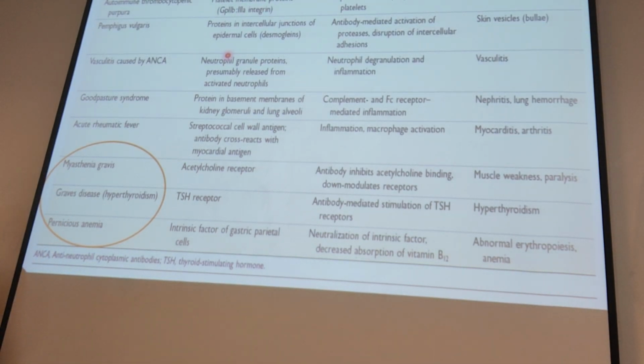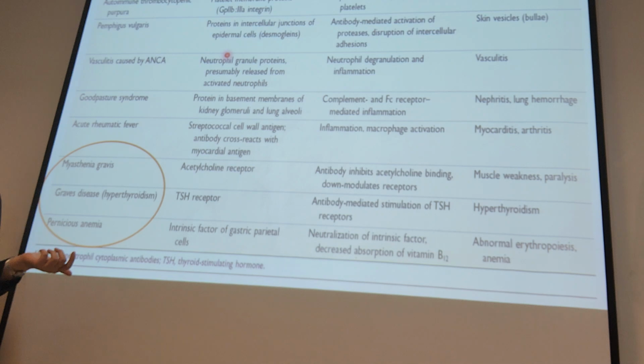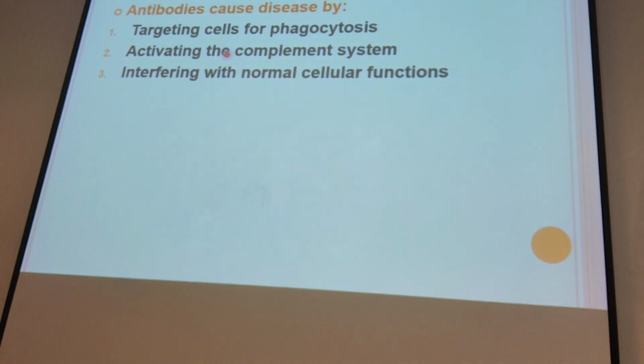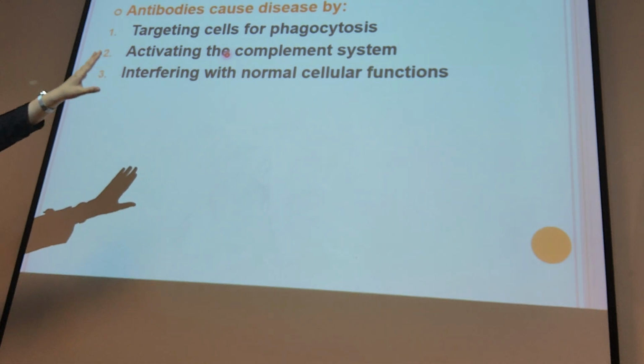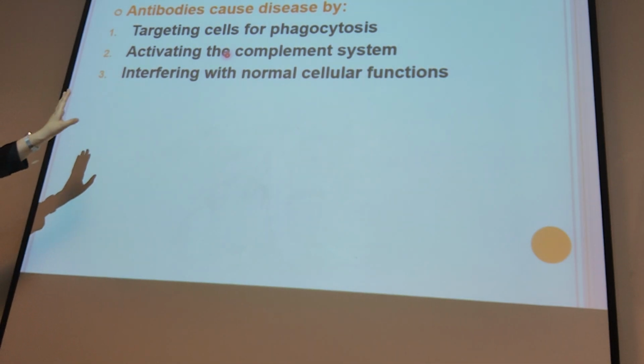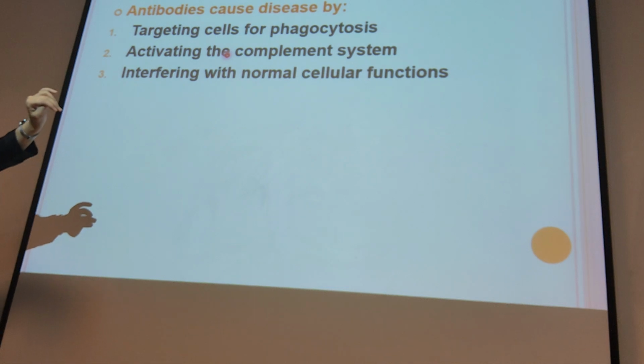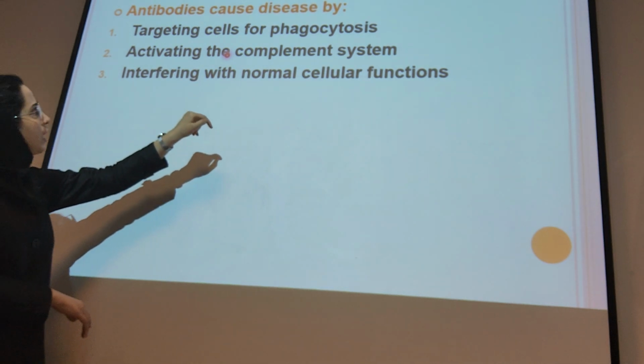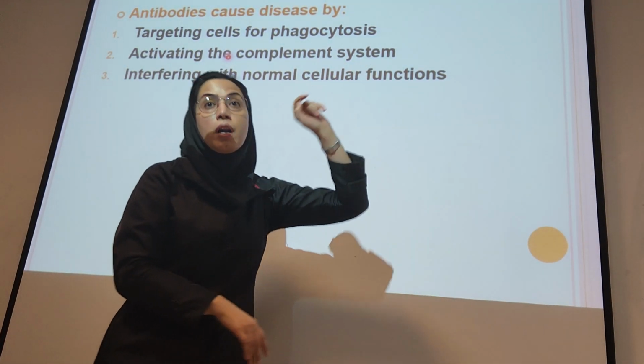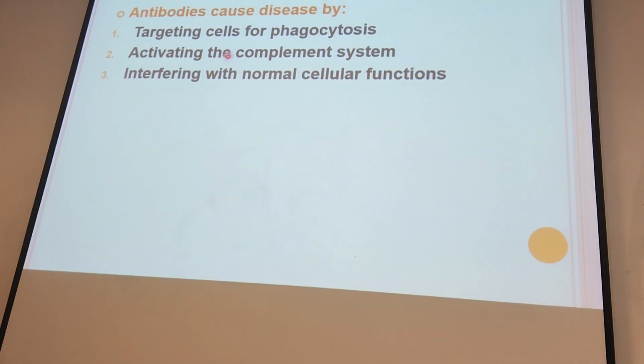Sometimes we have dysfunction of the cells by the antibodies, such as myasthenia gravis and Graves' disease. Okay? So it is not always destruction of the cells. Sometimes the antibody causes dysfunction of the cells. Okay, so sometimes we have phagocytosis, and sometimes we have complement system activation, and sometimes we have interference with function. Okay?